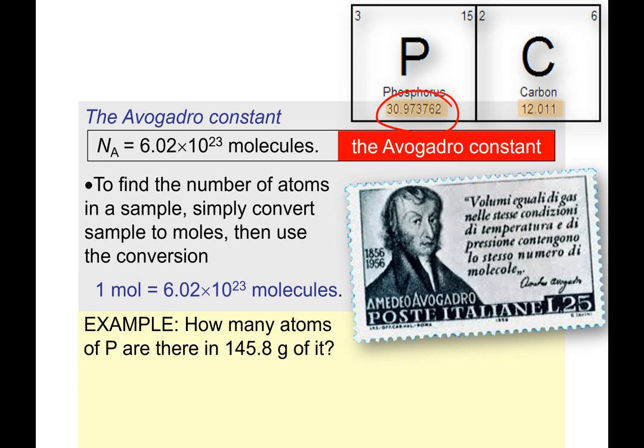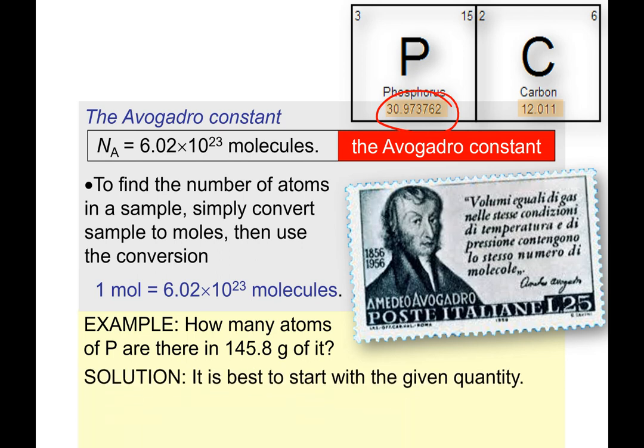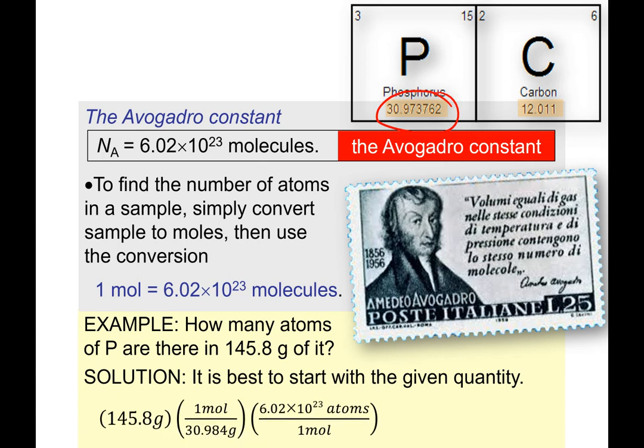Okay, what do we have? Well, what we're going to do here is start with a given quantity, 145.8 grams, and then from the periodic table, you know that this is the molar mass of 1 mole of phosphorus. So you put the grams on the bottom so they cancel. And then to convert from moles to atoms, you use Avogadro's number. 1 mole is equal to 6.02 times 10 to the 23rd atoms. This is really a factor label unit conversion of sorts, you could think of it that way. This cancels with that, cancels with that. And we get 2.83 times 10 to the 24th atoms.